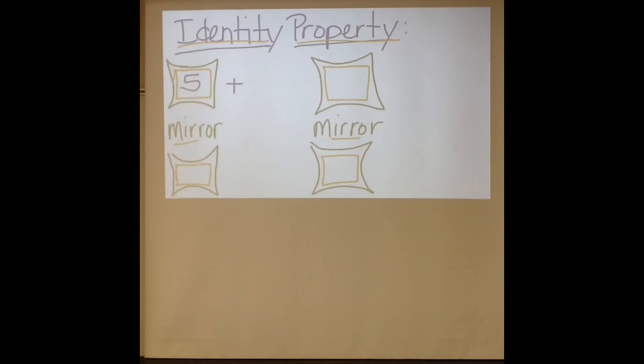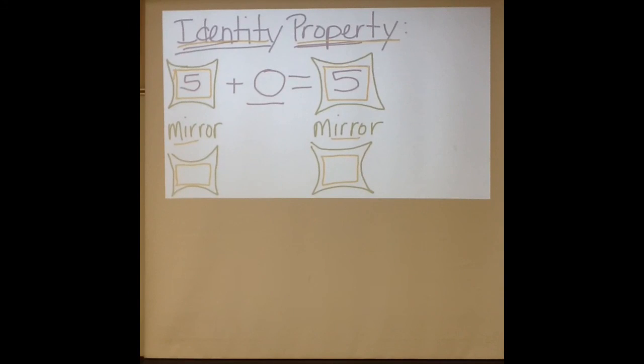What do we have to do to this addition problem to keep the identity, or the same number, or the same image in the mirror? What do we have to do to the 5? Well, we would have to add 0 to get 5. So we have 5 plus 0 equals 5, and that's called identity property.